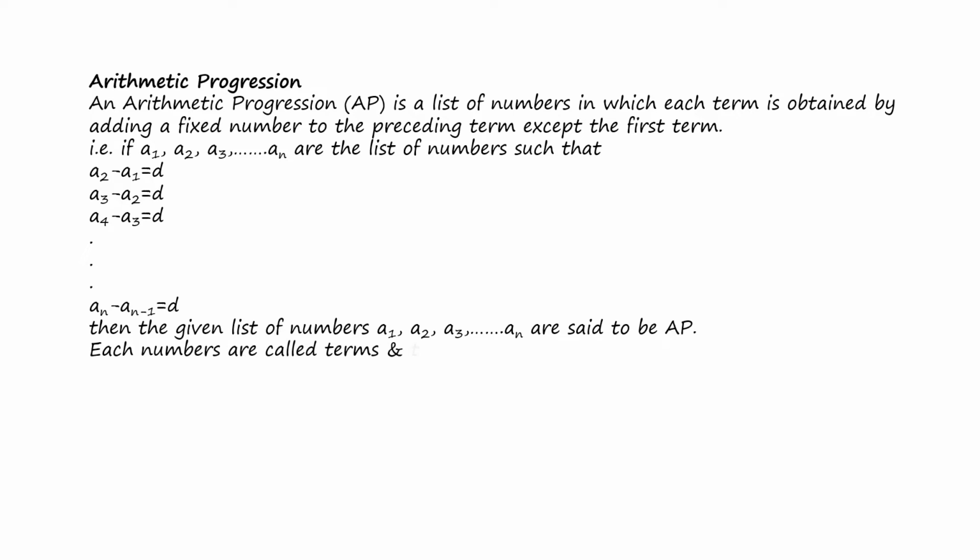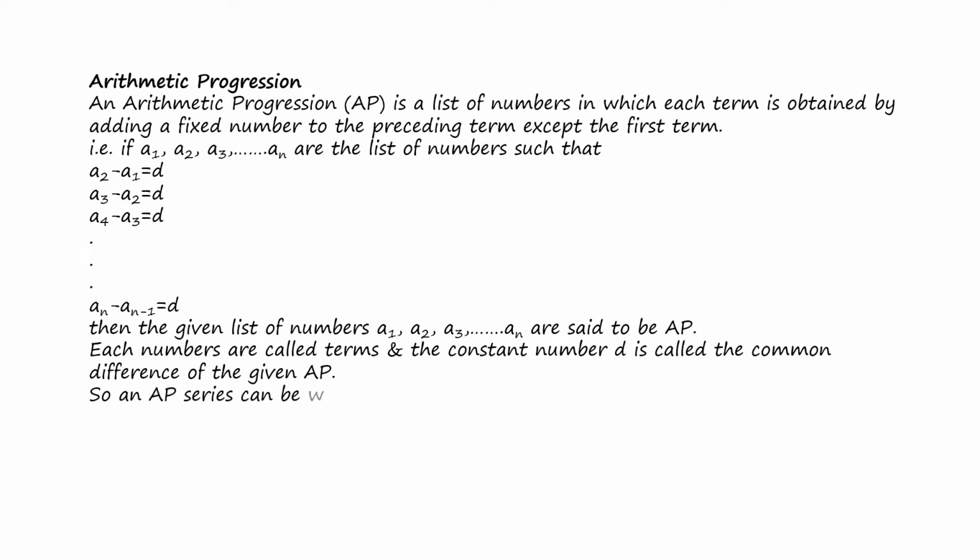Here each of the numbers a1, a2, a3 are called the terms, and the constant difference between two consecutive numbers is known as the common difference. Here we have represented the common difference as d. a2 minus a1 equals d, a3 minus a2 equals d. This d is known as the common difference of the given AP. So, an AP series can be written as a, a plus d, a plus 2d, a plus 3d, and so on.